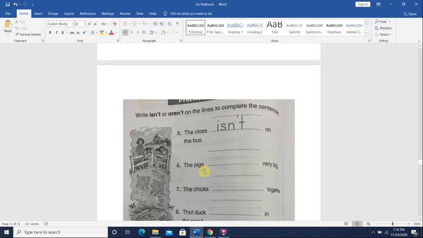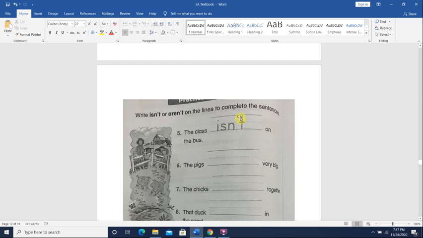Okay, number 6. The pigs, here the pigs is plural. You see the S, right? So the pigs aren't very big. Why did I use aren't? Because here the pigs is plural. It tells about more than one thing. All right? So we will write aren't.